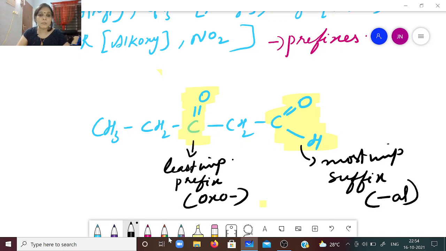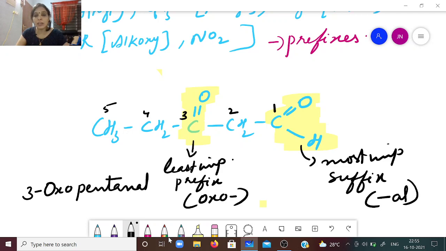So what will be the name of this compound? Now you have to count. When you count, it should be from right to left because the C double bond OH, that is the aldehyde group, is the important one here. So number 1, 2, 3, 4, 5. Now the third carbon is oxo. So you can write 3-oxo pentanal. Here also aldehyde will always be at the end, so you don't have to use number 1 there.